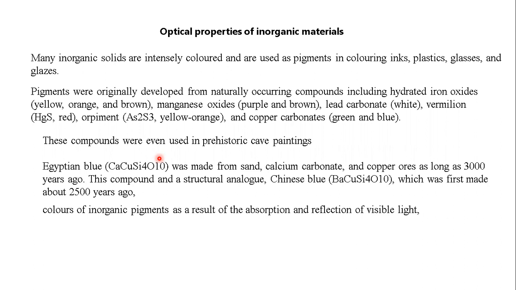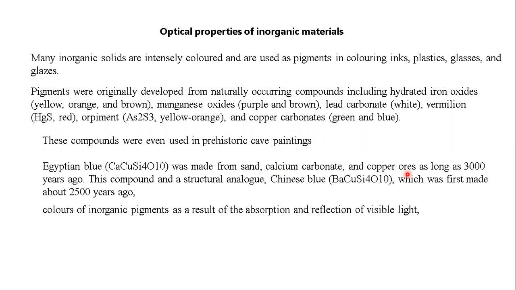Now, which was first prepared, long back, like 3000 years ago, that was Egyptian blue, as it is called. It is silica, meaning the sand, but it is doped with calcium and copper. So calcium and copper doped silica, made from sand, calcium carbonate and copper ores. This was the first pigment which was synthetically produced. But that is very long back, 3000 years ago.